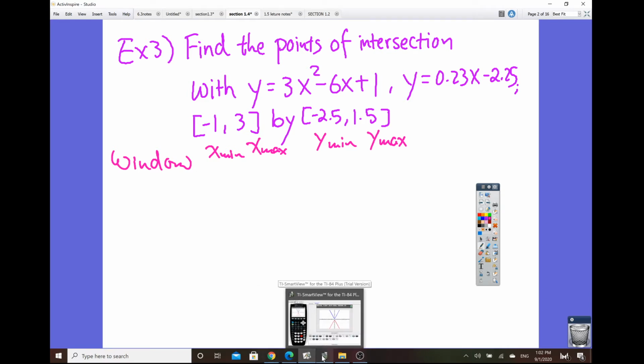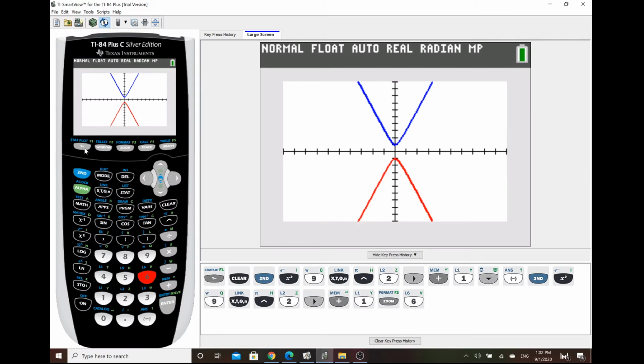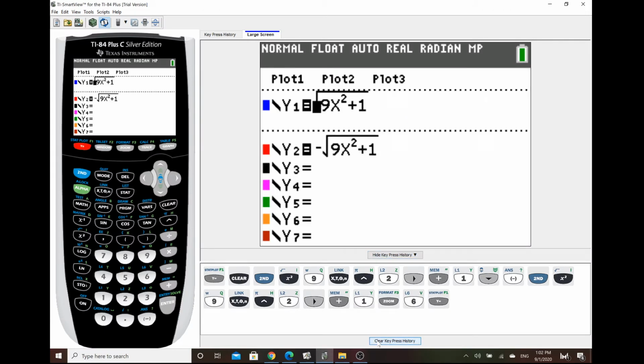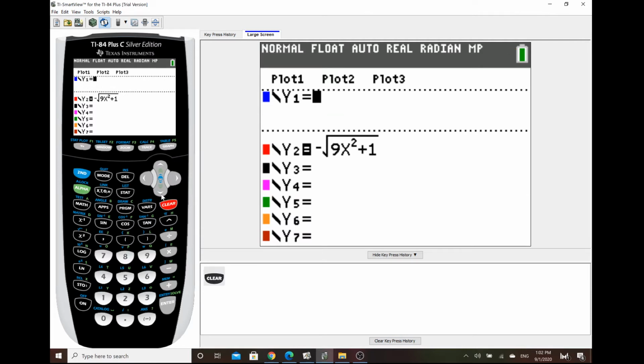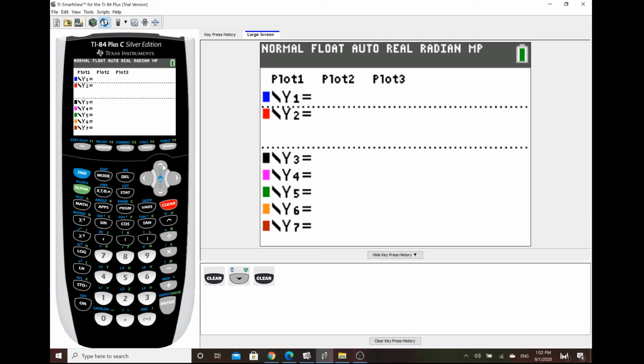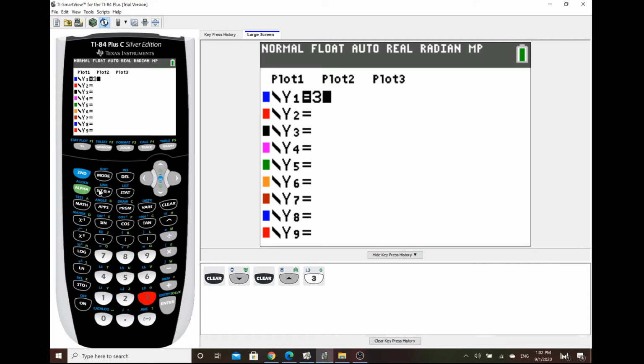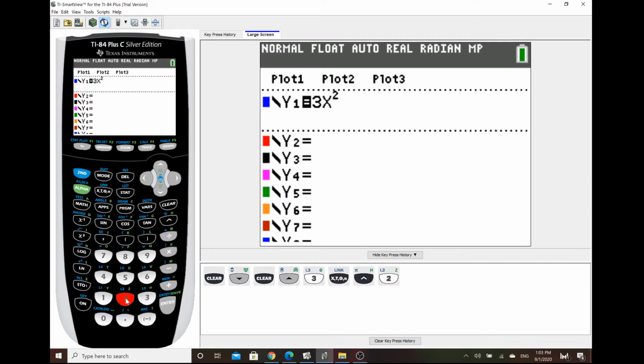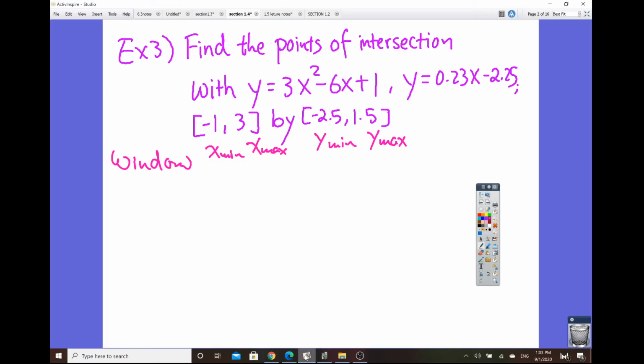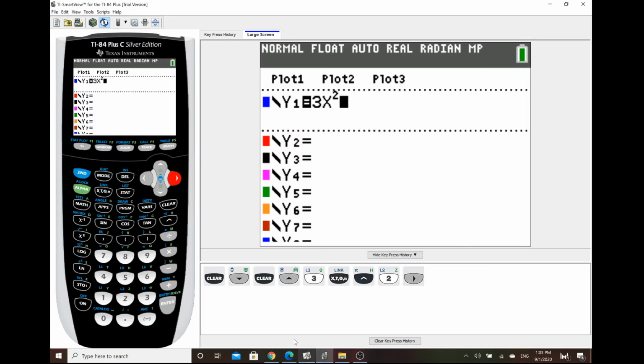So we got 3x squared minus 6x plus 1. So clear, clear, and clear the previous function. The first one, we want to put in the quadratic. So 3x squared. So 3x caret square. Right arrow, bring it back down. So minus 6x plus 1.